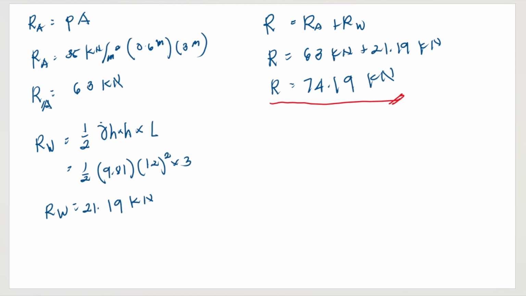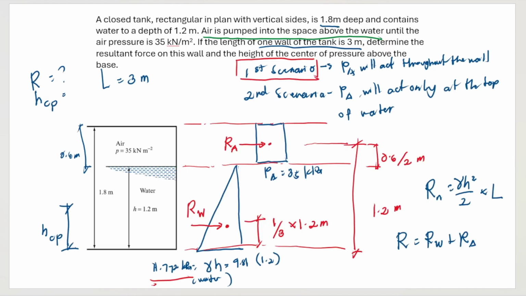Now, the second unknown na kailangan natin mahanap is the height or HC sub P. Dito nag-a-act yung ating resultant force, saan daw? Let's say, i-assume natin na dito muna. Baka nandito nga. I-assume lang natin yung R, hindi pa natin alam yung height, pero we know already the value of R.